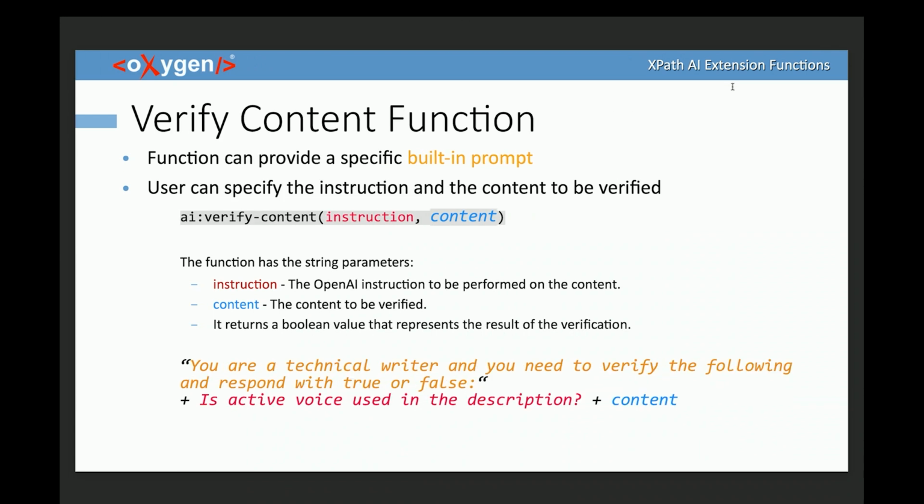Then the verify content function has a similar instruction and content. It takes the instruction and the content to be checked. And it has a different prompt this time. You need to tell the AI that it needs to respond with true or false, and you can set a context like: you are a technical writer and you need to verify the following and respond with true or false. And then provide the question that you want a response to, and the content. So this is how you can use this new function, and in this case you get the result as a Boolean value.